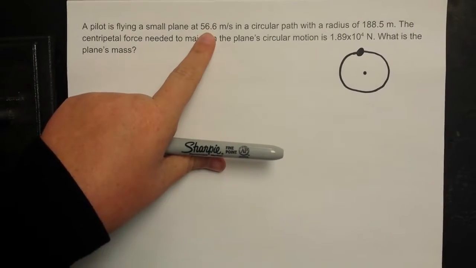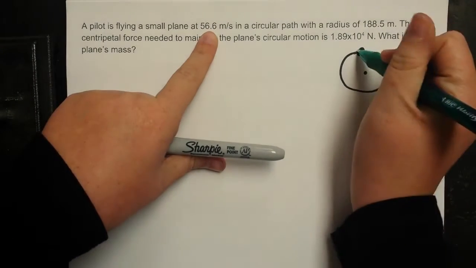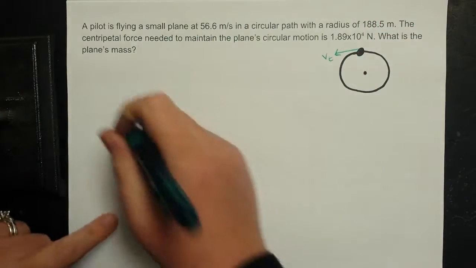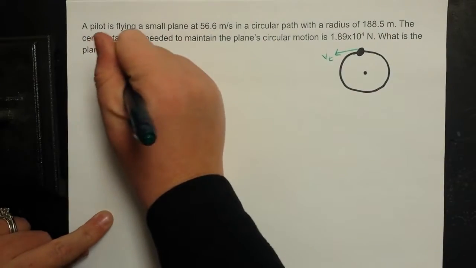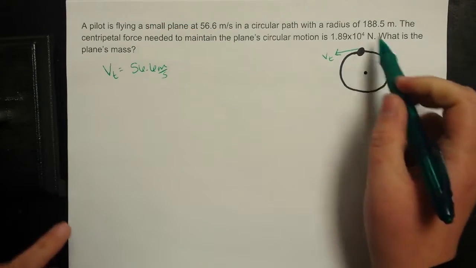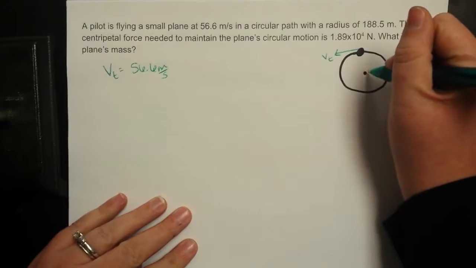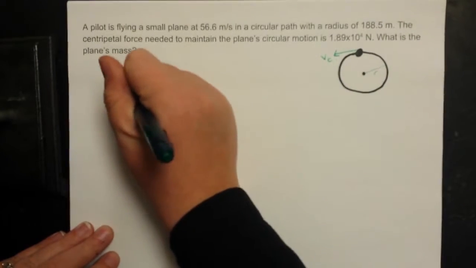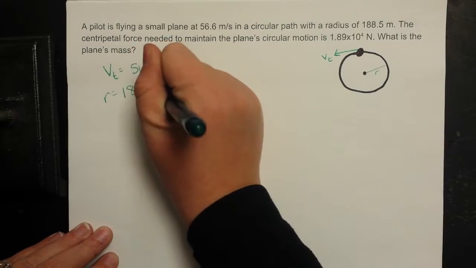It says that it's got a tangential speed, we know Vt, of 56.6 meters per second. And the radius, so R, I'm going to write R out here. Radius is 188.5 meters.